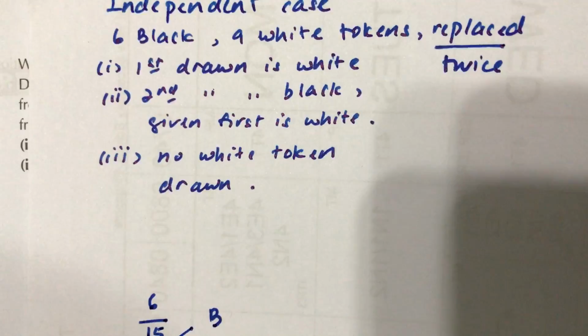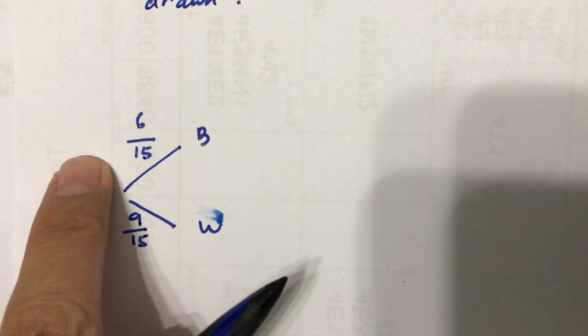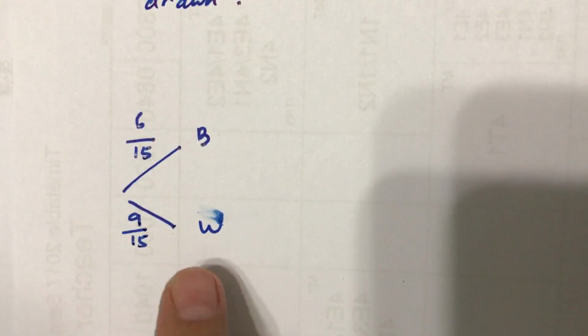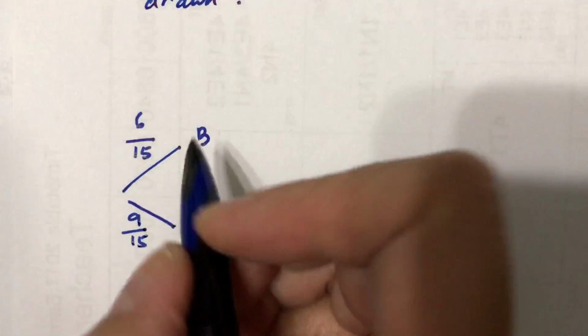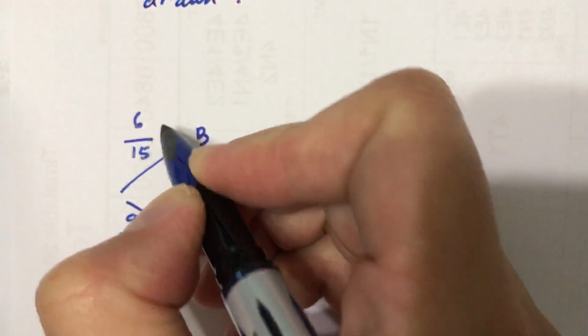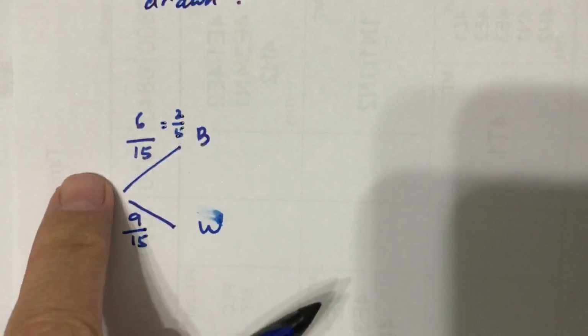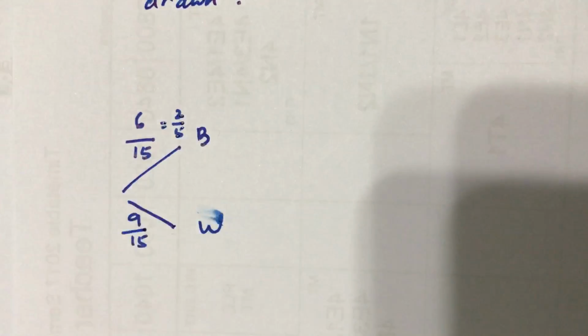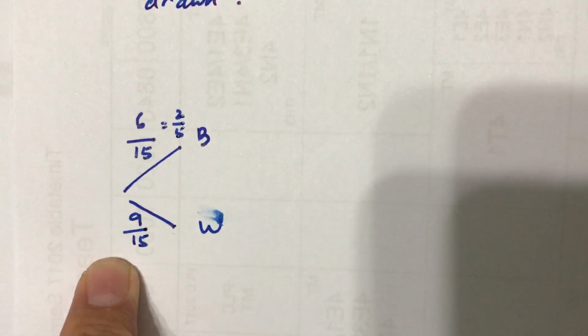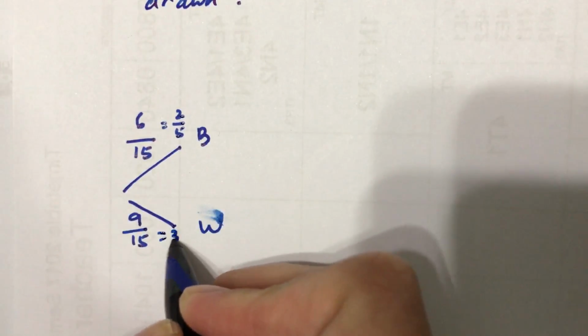Now, since this is an independent case, I can actually reduce the probability at this point. If it's a dependent case, then I will hold off the reducing. Since this one can be reduced, 6 over 15 is actually the same as 2/5, because when you divide by 3, this is what you get. Same goes for this one, 9 over 15. I'll get it as 3/5.